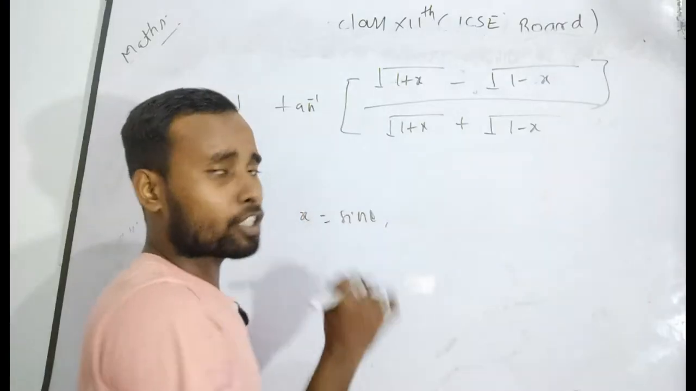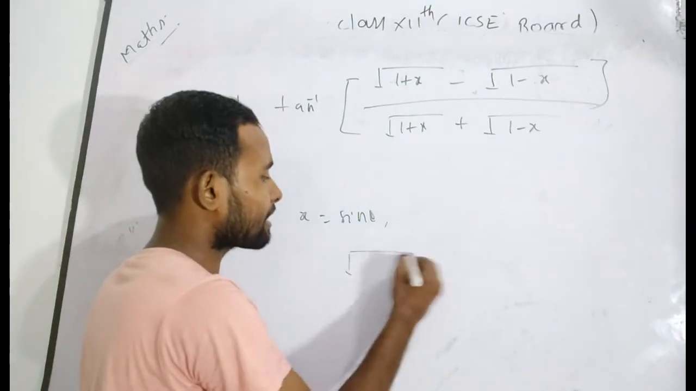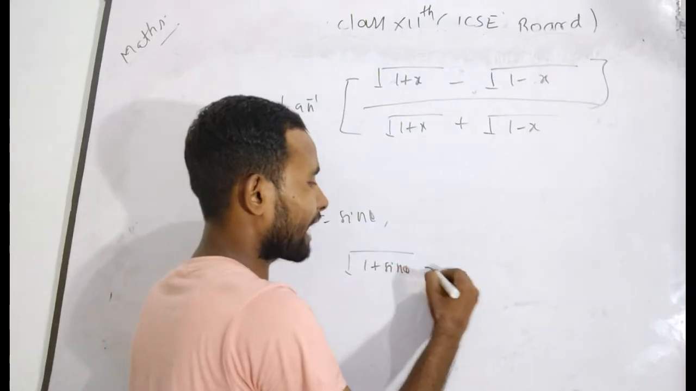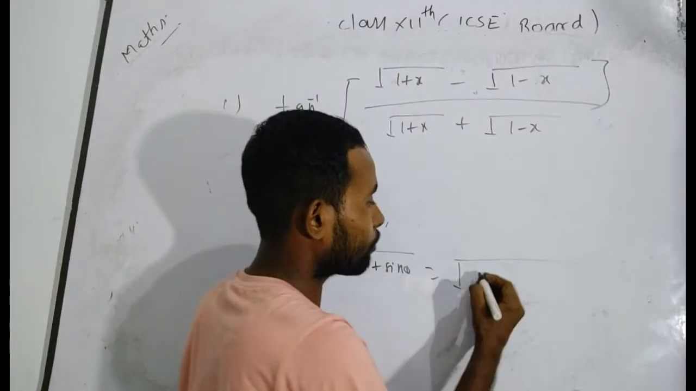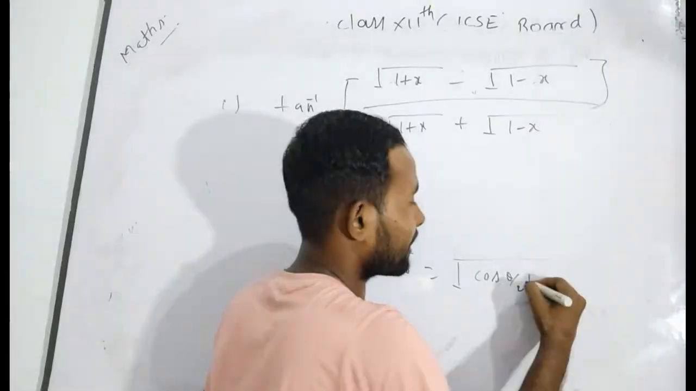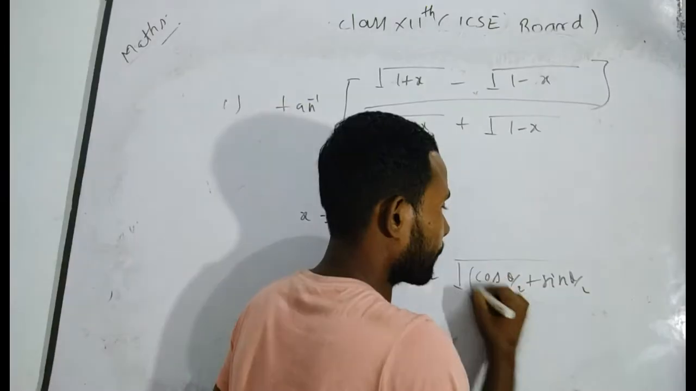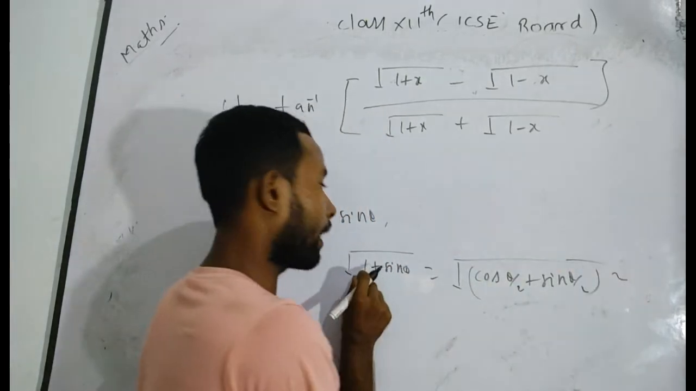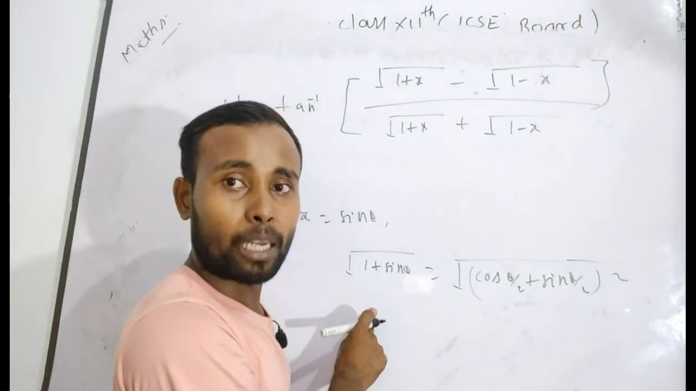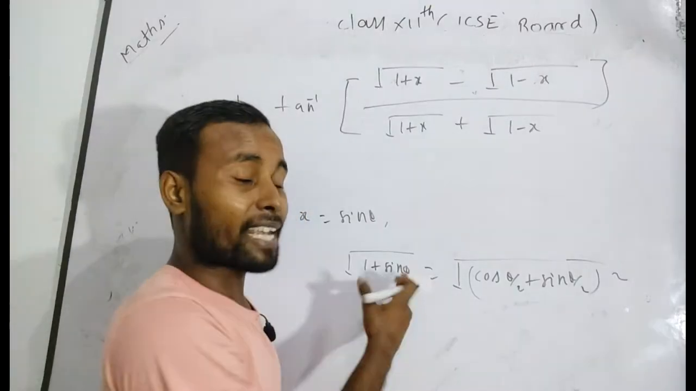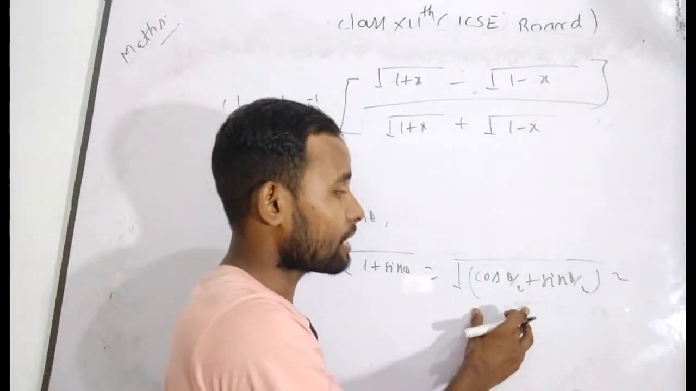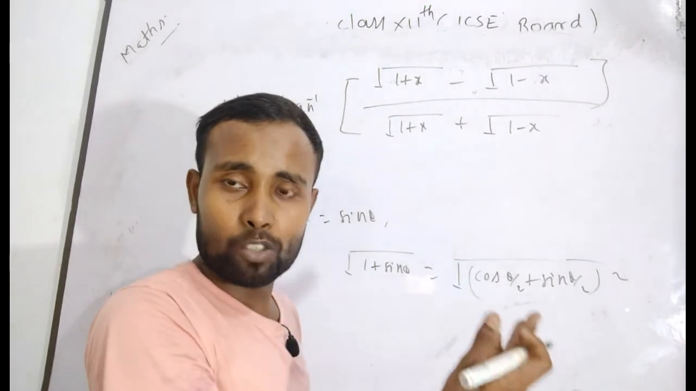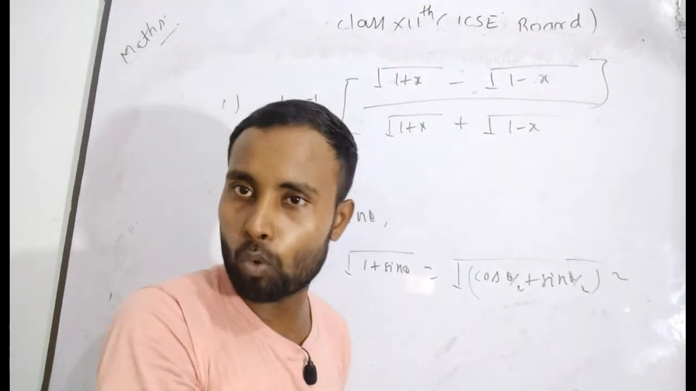If you put x is equal to sin theta, it becomes root under 1 plus sin theta. As I have already told you, 1 plus sin theta is equal to what? It is cos theta by 2 plus sin theta by 2 whole square. How? Because 1 is taken as cos square theta by 2 plus sin square theta by 2, and sin theta is taken as 2 sin theta by 2 into cos theta by 2. In that case it becomes cos square theta by 2 plus sin square theta by 2 plus 2 sin theta by 2 into cos theta by 2.